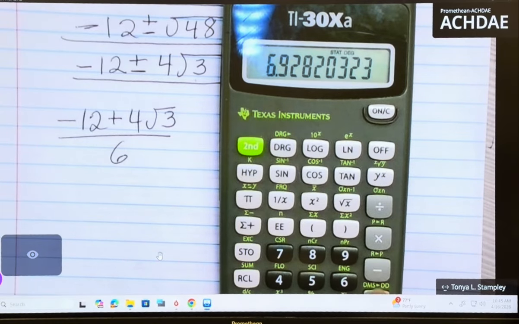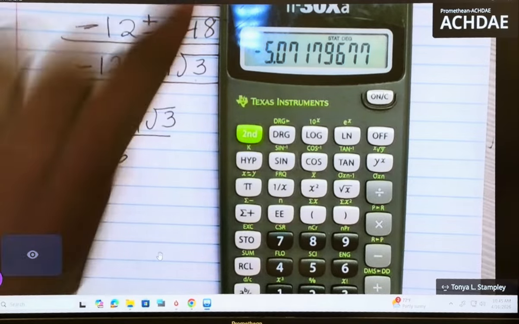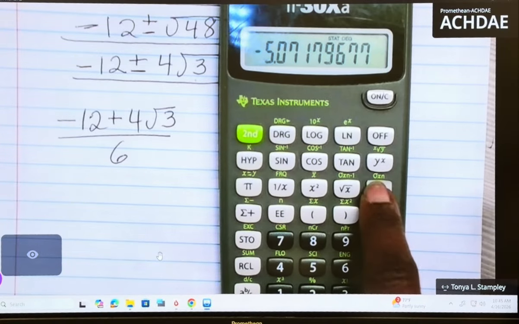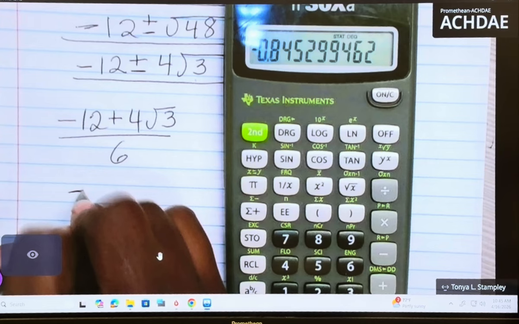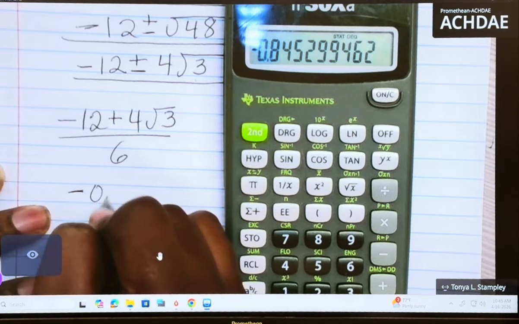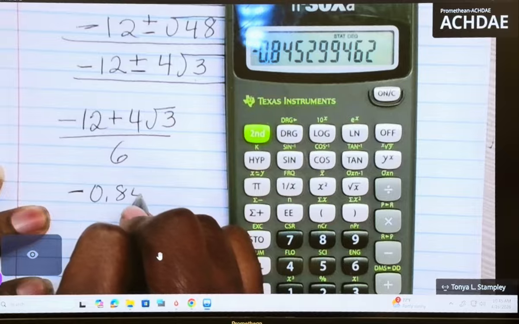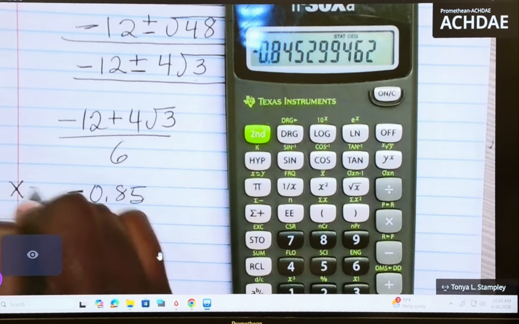Plus negative 12 or minus 12, they're going to give you the same thing. Plus 12 negatives equal, and then what? Divided by 6 equals, and what do we get? 0.8 negative. Okay, so we got negative, carry it out, because they're probably going to say round to the nearest hundredths or something. So negative 0.85. Yes? Yes, because that 5 going to have us round up.